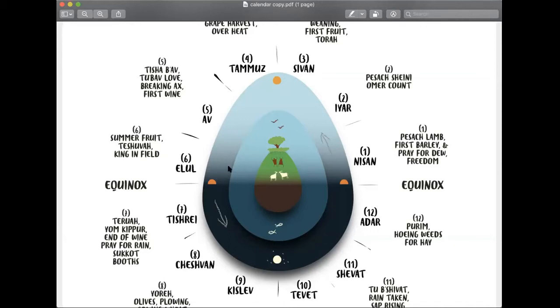And then Elul is the Jewish month of return. We call it Teshuvah, return. It's when you're going back to the water and you do an accounting of your life. You do an accounting of the year. So in Nisan, you're trying to grow. And in Elul, you're trying to give an accounting for everything that happened over that year.